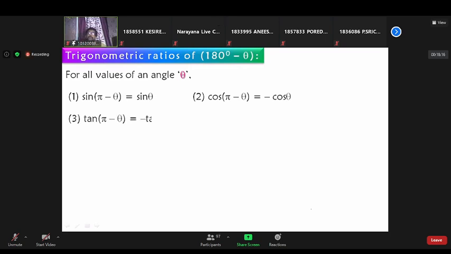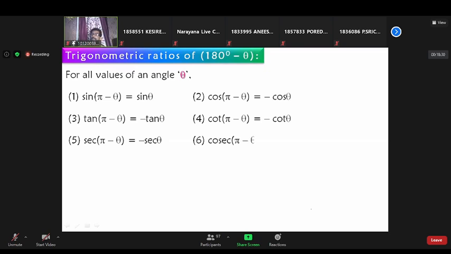And third one, tan pi minus theta is minus tan theta. Fourth one, cot of pi minus theta is minus cot theta. Fifth one, secant of pi minus theta is minus secant theta. Cosecant of pi minus theta is cosecant theta. These are the 6 trigonometric ratios of 180 minus theta. How we are going to prove this, just see there.